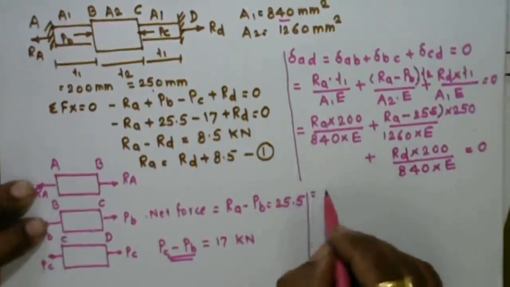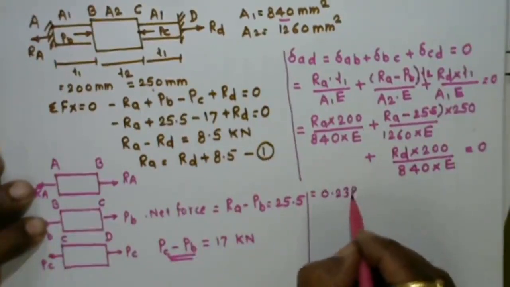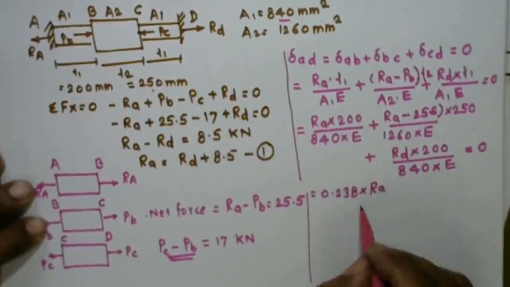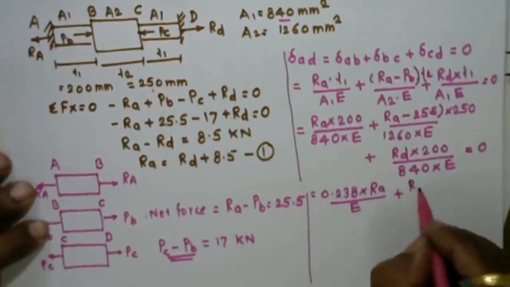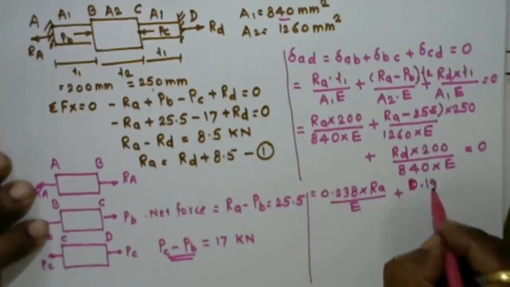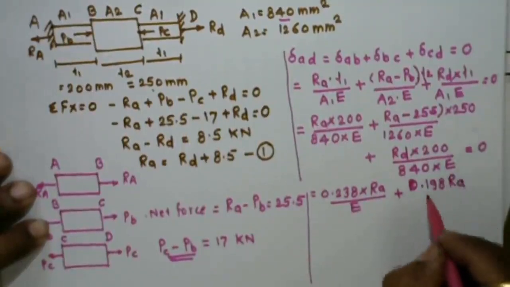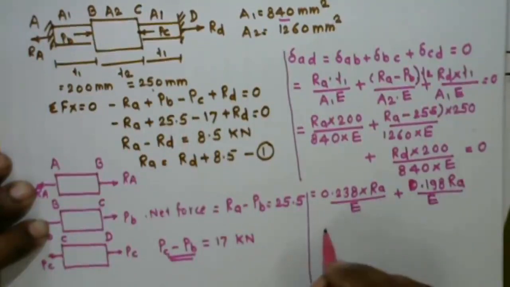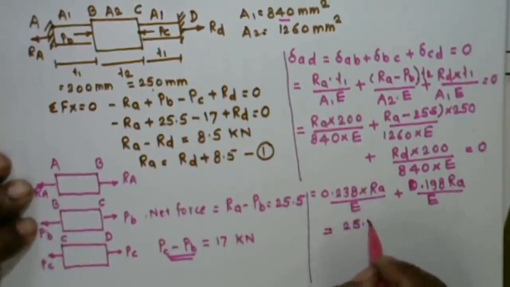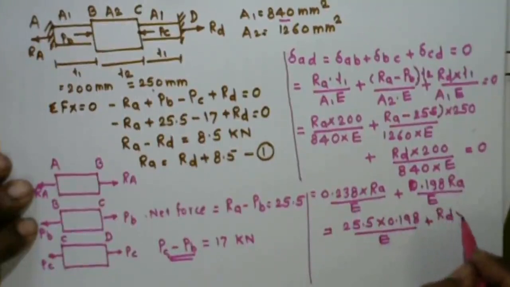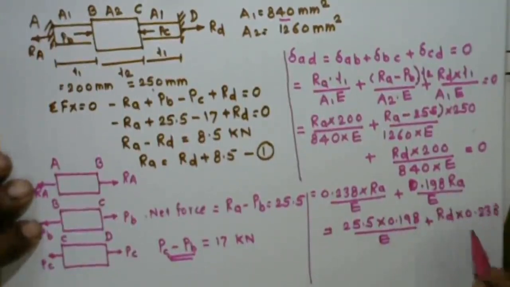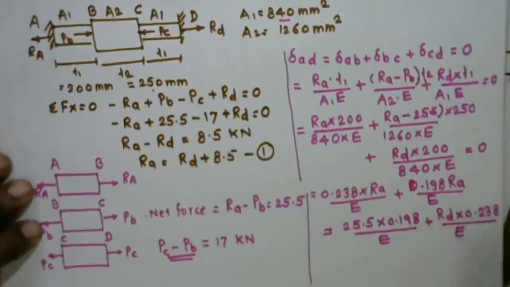If we solve that, you will get 0.238 into RA divided by E, plus 0.198 into RA divided by E, minus, we know the value of PB 25.5 kilonewton into 0.198 divided by E, plus RD into 0.238 divided by E is equal to 0.